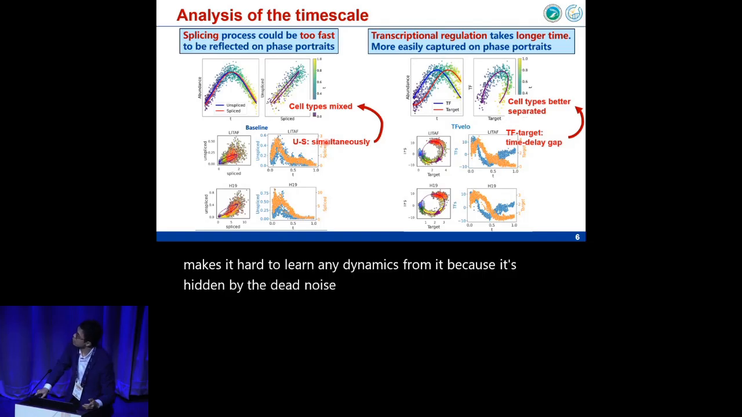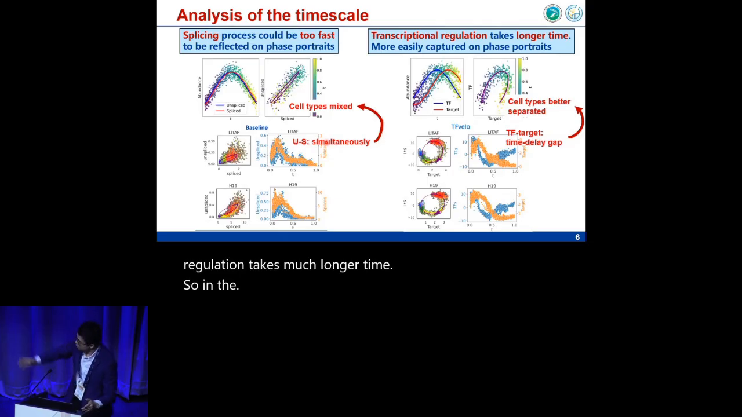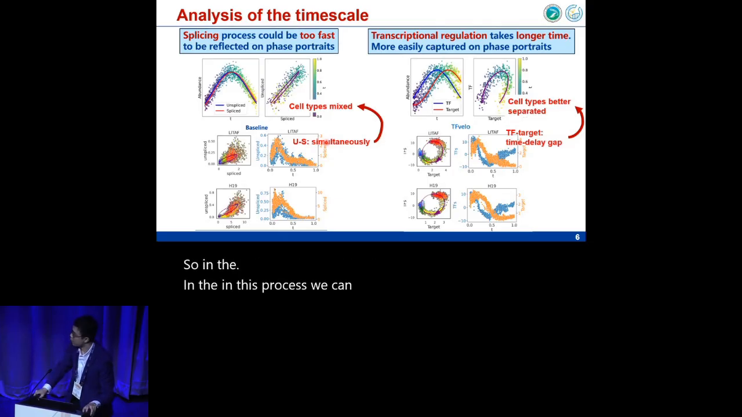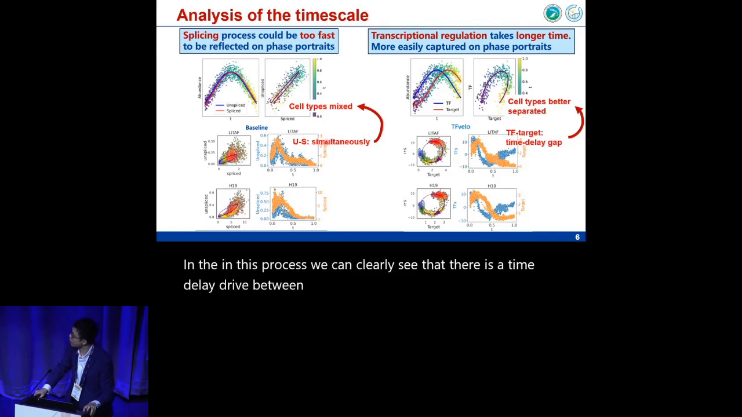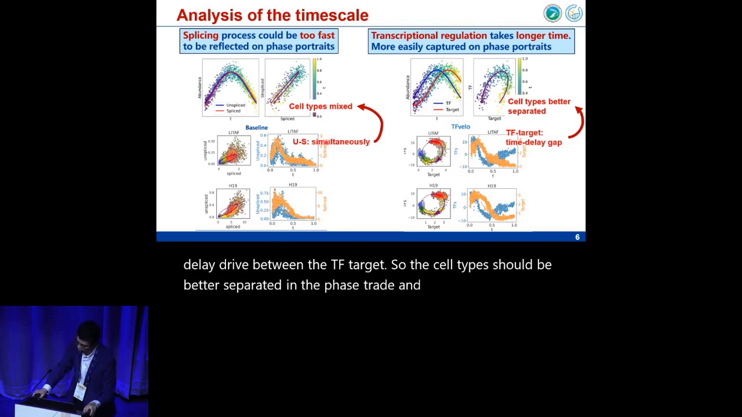On the contrary, transcriptional regulation takes much longer time. So in this plot, we can clearly see that there is a time delay gap between the TF and target. So the cell types could be better separated in the phase portrait, which makes the dynamics modeling easier.